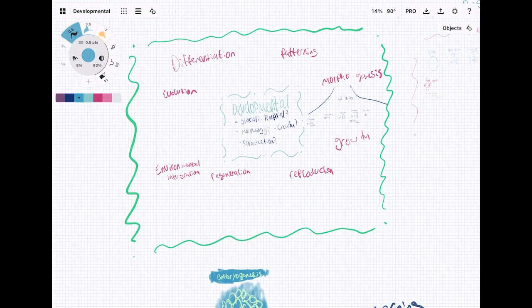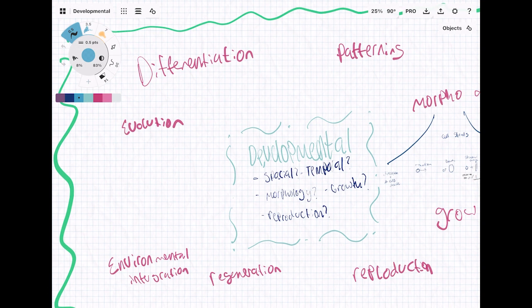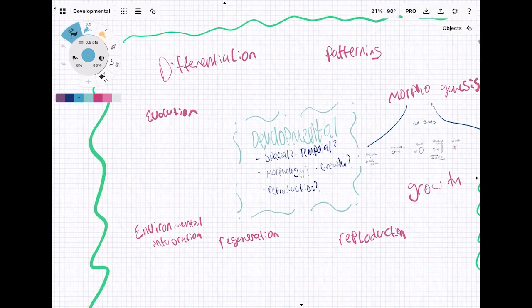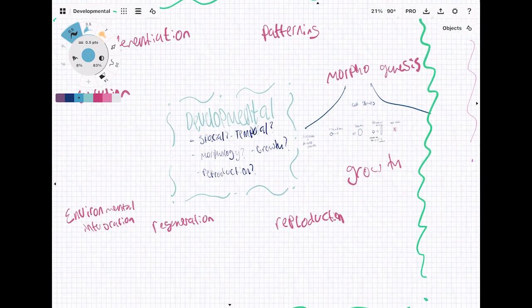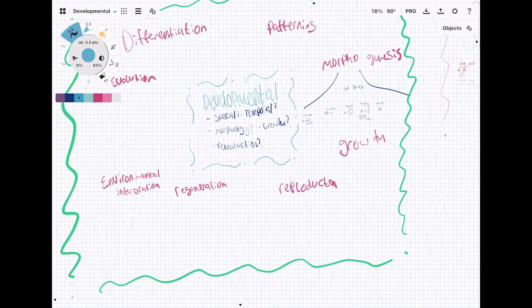So, there's going to be a couple things that influence that, and so that's going to be differentiation up here. That's going to be when cells go into different categories, when they differentiate and they have different functions. Patterning, which is the organs you have and the limbs you have on your body.